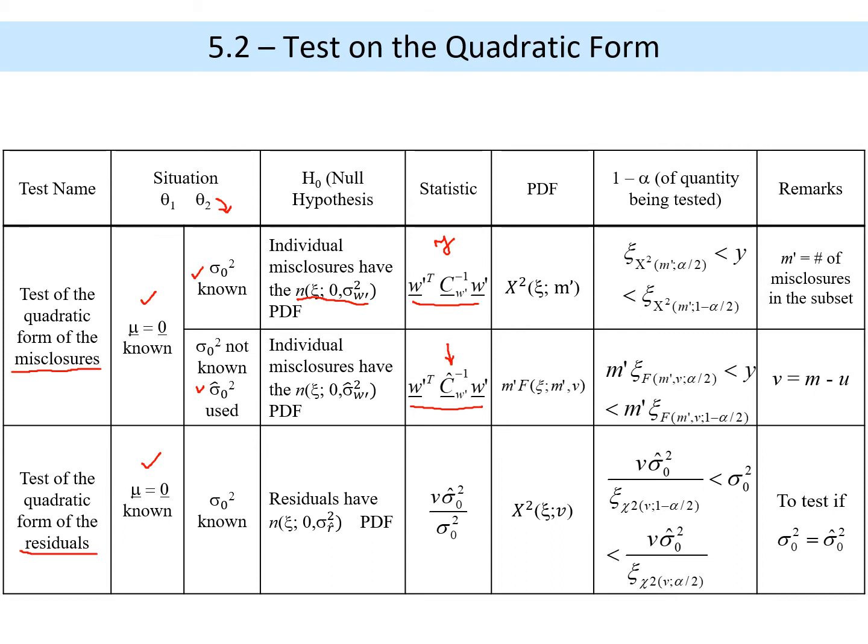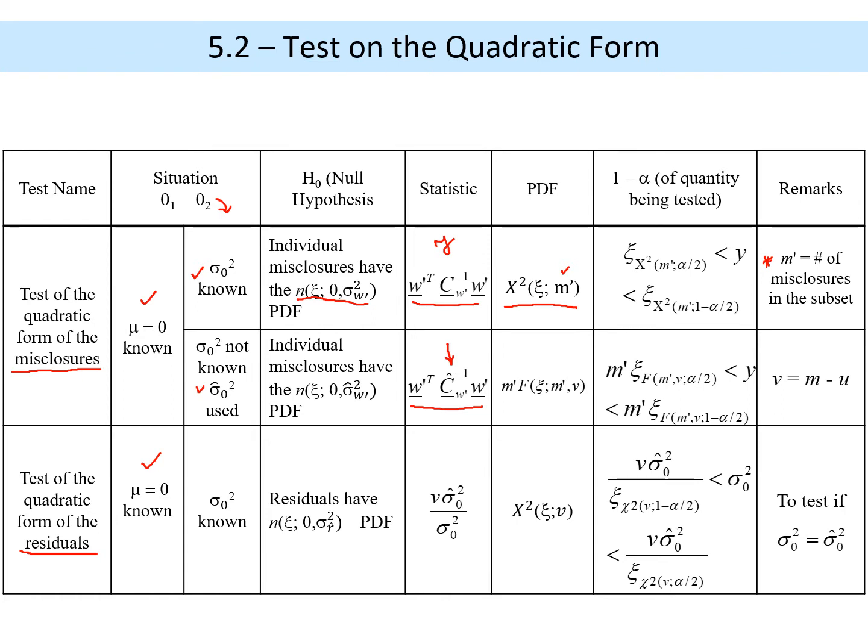The PDF, if we know the a-priori variance factor, we use a chi-square distribution with an argument m prime. And what is m prime? M prime is the number of misclosures in the subset. So again, we are dealing with a test that fits very well with the conditional case of adjustment.